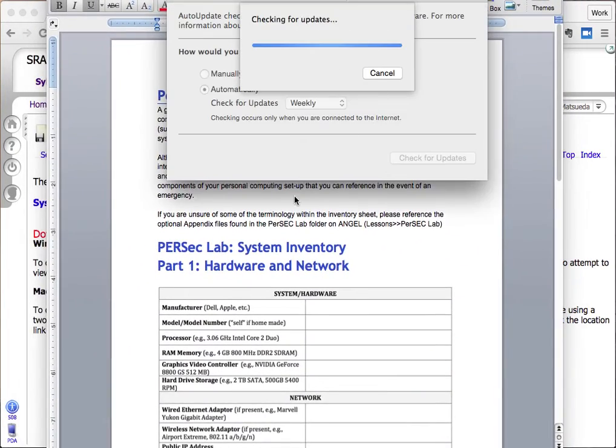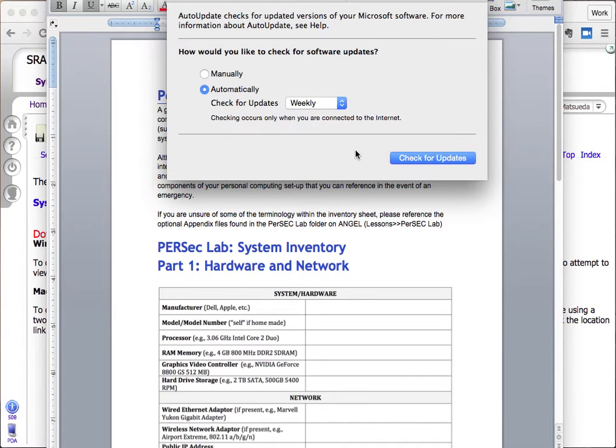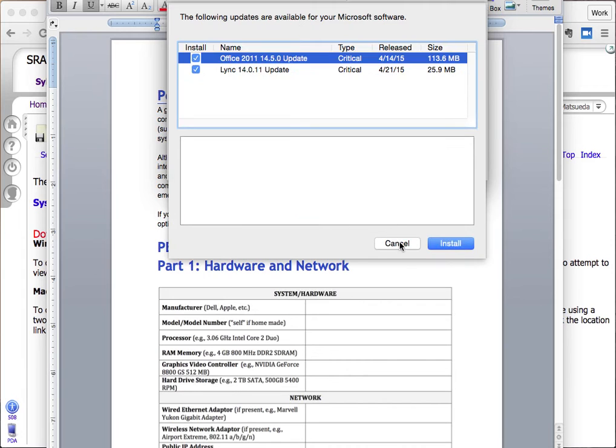Yep. And of course, this is all very familiar. Yep. Get rid of that. Oh my goodness. Cancel.